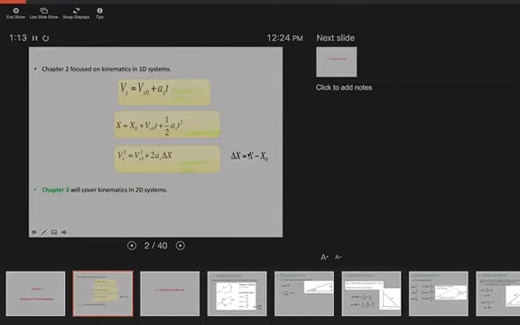So what you need to do, guys, is go back to chapter 2 if you have forgotten these equations, and you can check how we have found them.